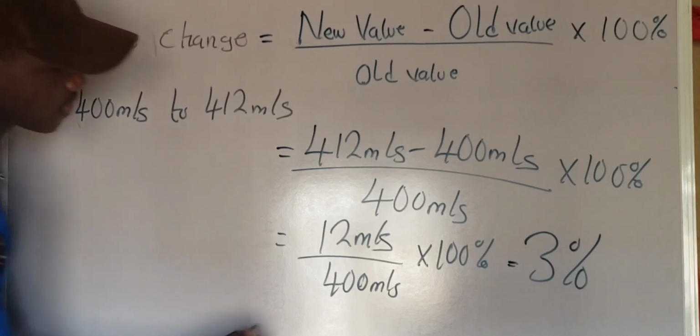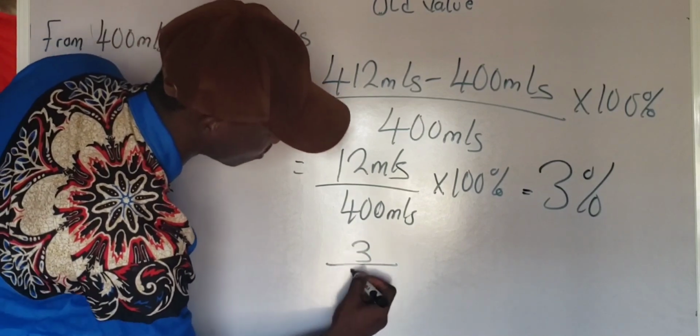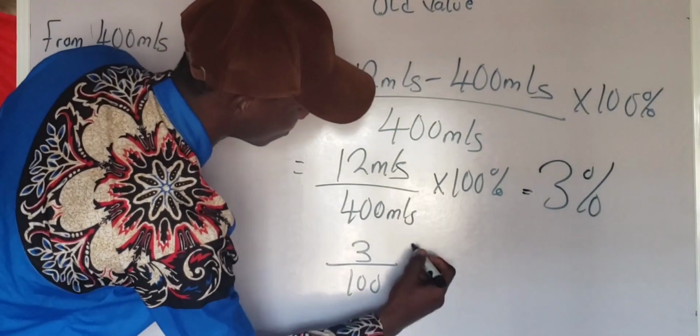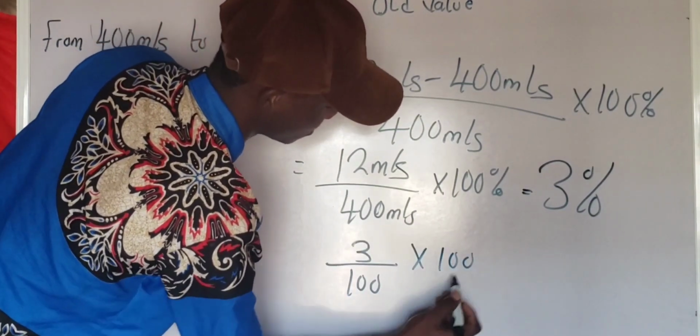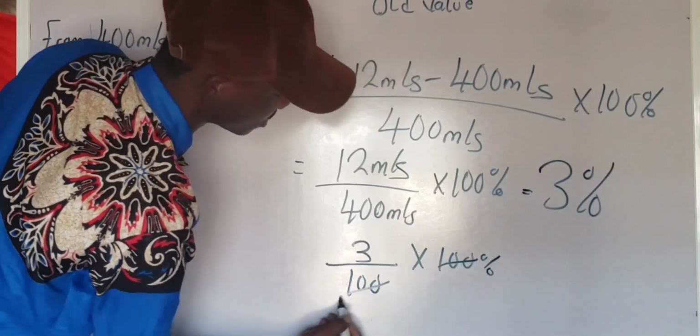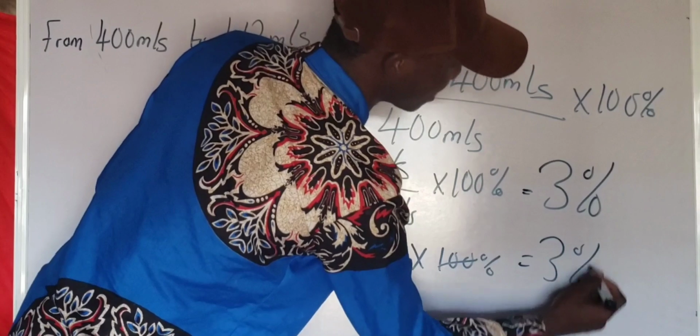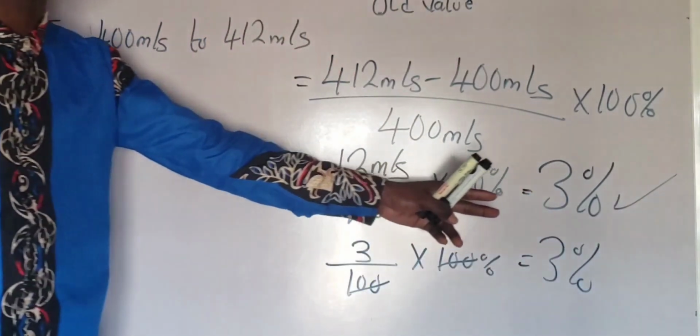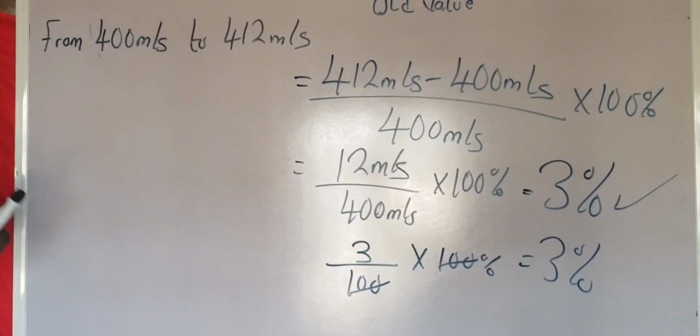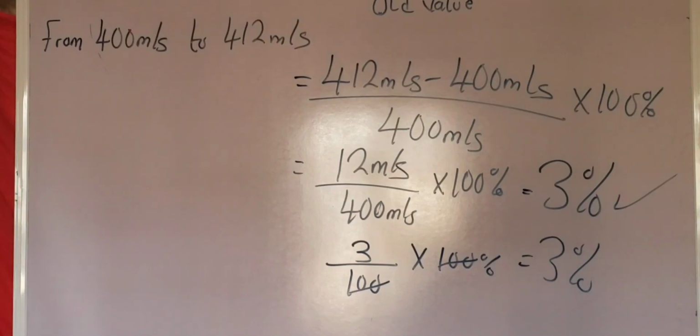So if you have 3 over 100 here, let me show the workings. 3 over 100 multiplied by 100%. This will cancel this. So I'm left with 3 times 1%, that will be 3%. That's how I got 3% here. Do you understand? So there is no magic here. Now, let's have another worked example on percentage.